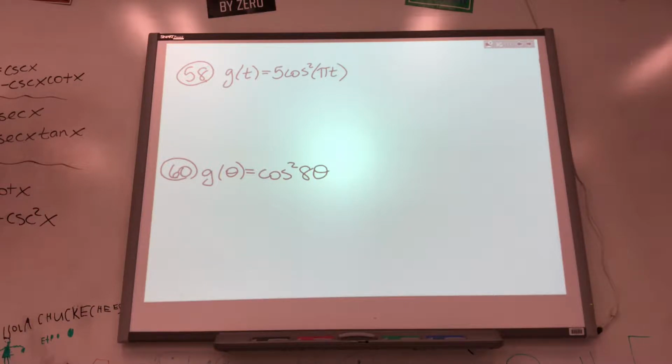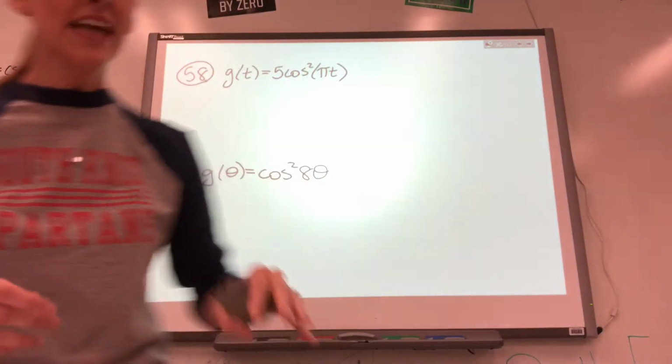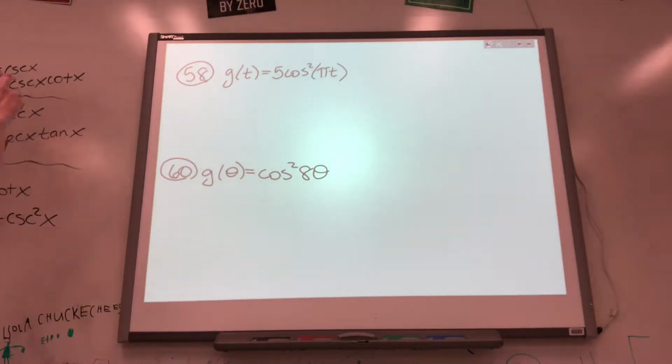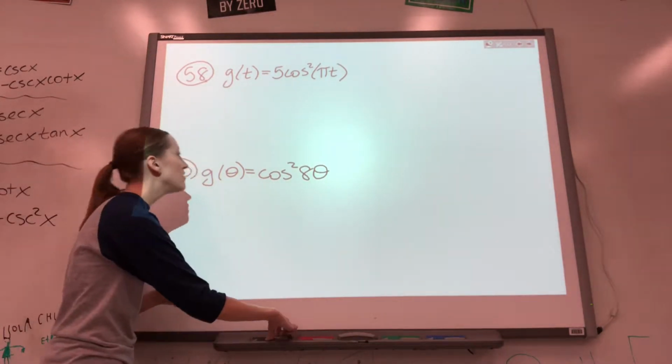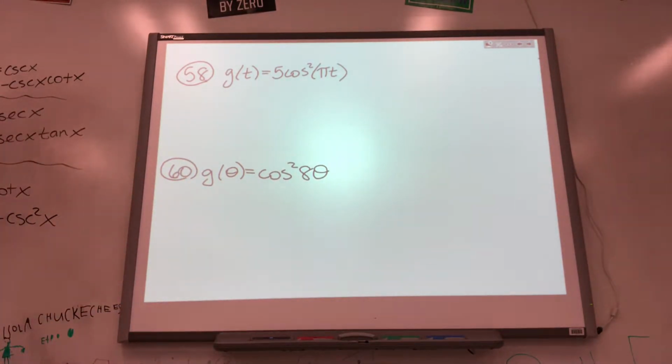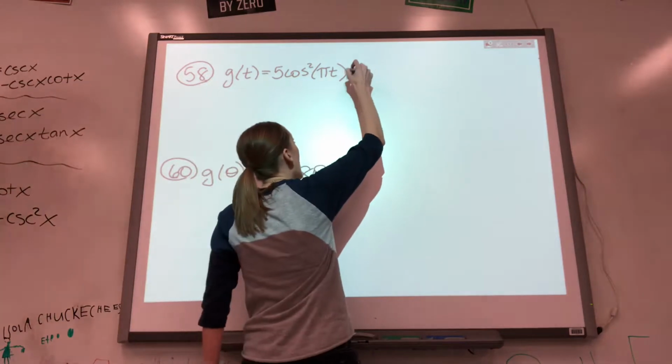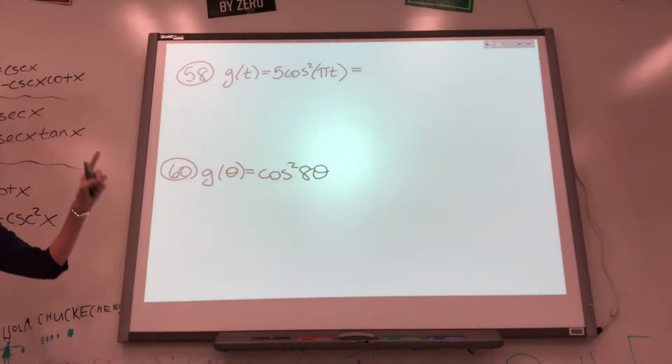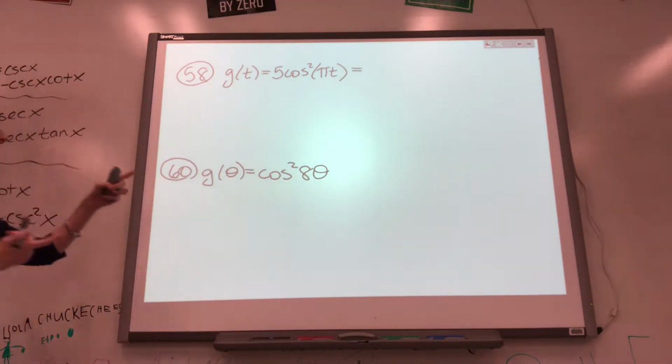My v's kind of look like u, so it's possible it could have been u. I don't know, u or v. Either way, for your variable on 56. Okay, 58 is up here. And again, they're using a different variable, so if you want to change it to x temporarily, you can. I would probably rewrite that first.